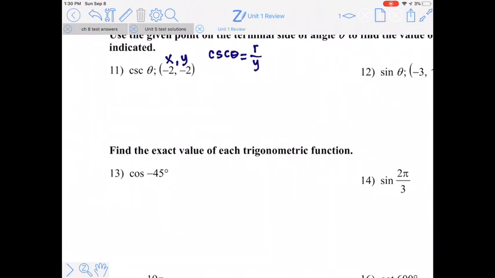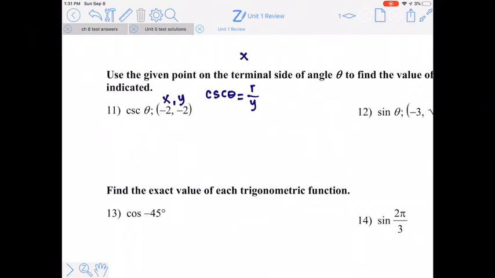Where r is the radius of the circle, x and y are the coordinate location of the point on the circle. And x, y, and r are related by the Pythagorean theorem: x squared plus y squared equals r squared. So in order to find r for this one, we're going to have to do the Pythagorean theorem.